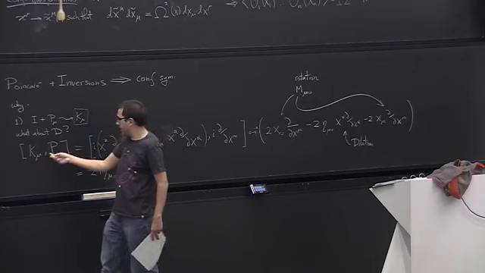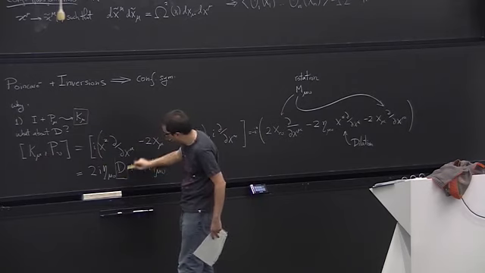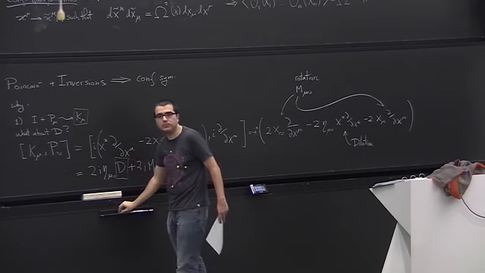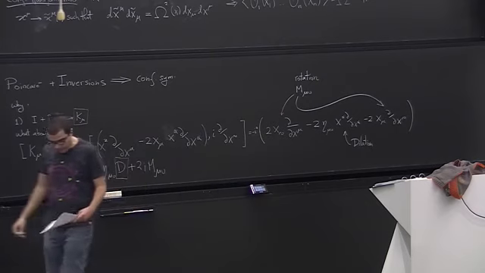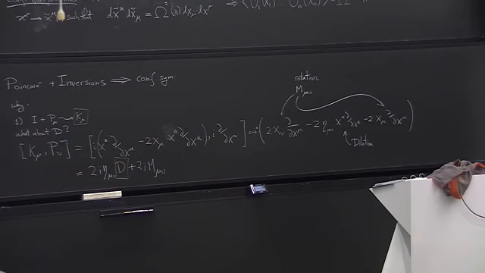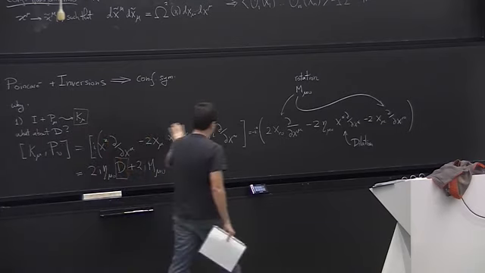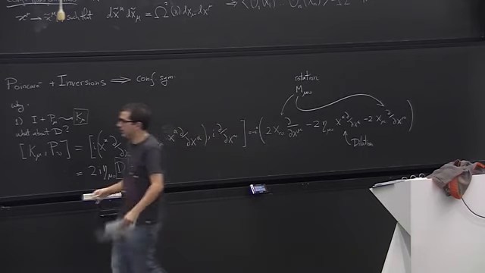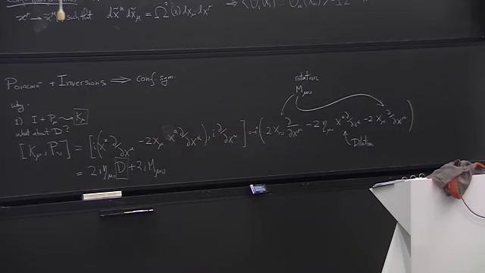But if you have K, you can commute with P and generate dilatation. So if you have inversions, it implies automatically that you have all the symmetries.